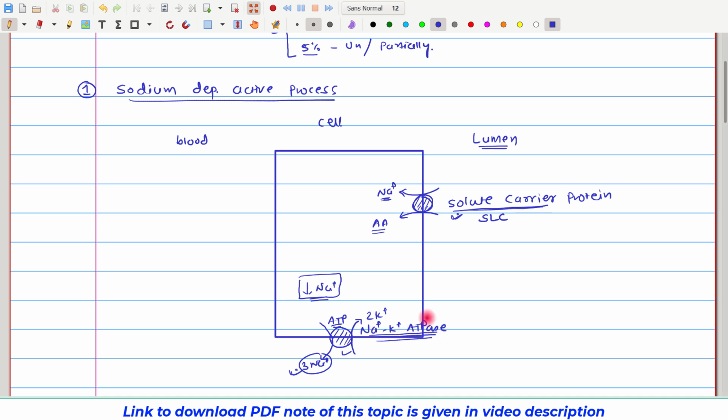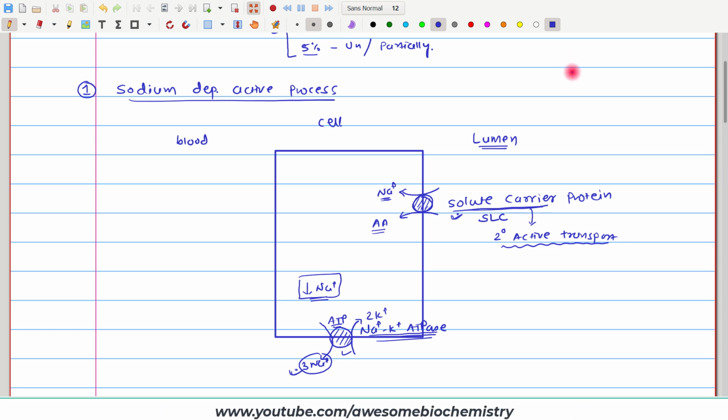When any carrier protein indirectly utilizes ATP, we call it a secondary active transport. So, the solute carrier protein is a type of secondary active transport mechanism. If you remember carefully, such secondary active transport is also seen in glucose absorption from the intestine. In glucose absorption, there is a sodium glucose transporter utilizing a similar mechanism, and it is again an example of secondary active transport.